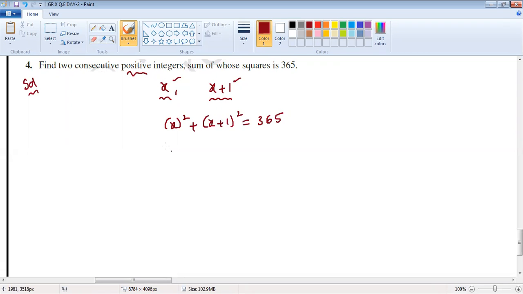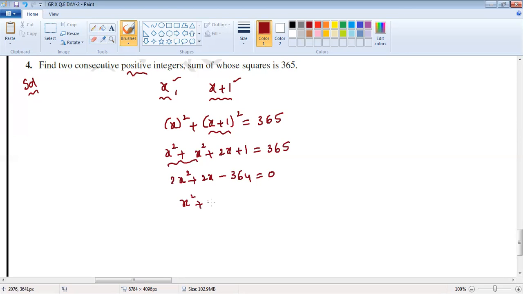Vaibhav, get ready. I'm going to give you a quadratic equation. You are supposed to solve it. Then x square, and this is x plus 1 whole square. What you can write: x square plus 2x plus 1, which is equal to 365. Then this is 2x square plus 2x, then 1 minus 365, which is minus 364, equal to 0. Then here, we can take 2 out and cancel on both sides. So x square plus x minus 182 is equal to 0.